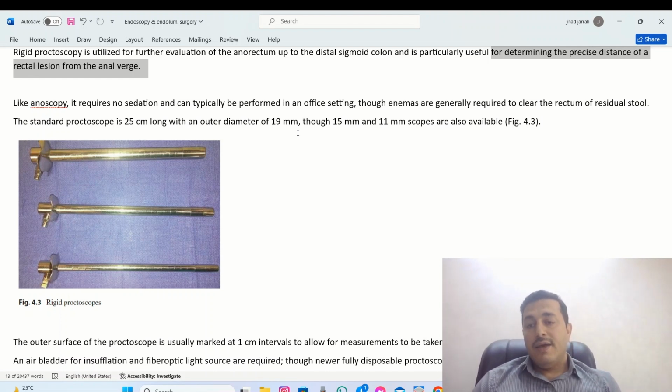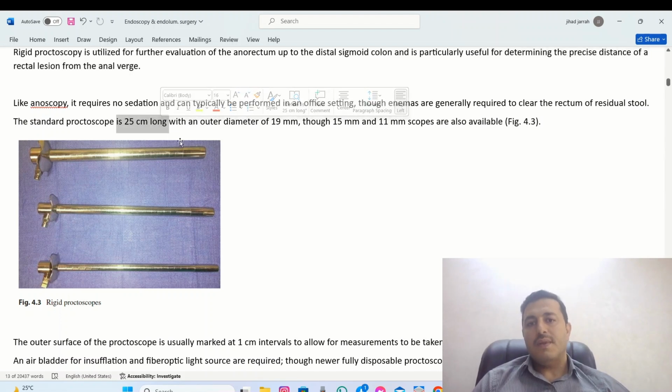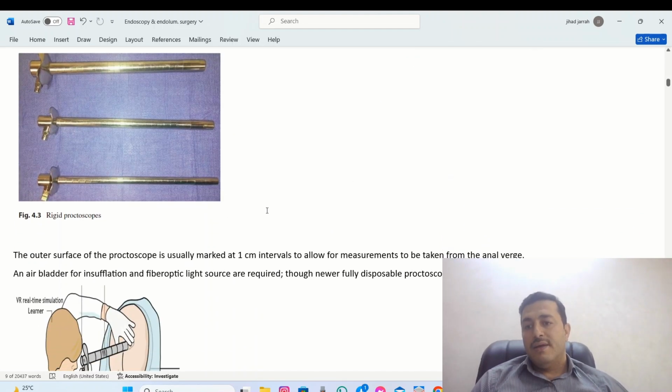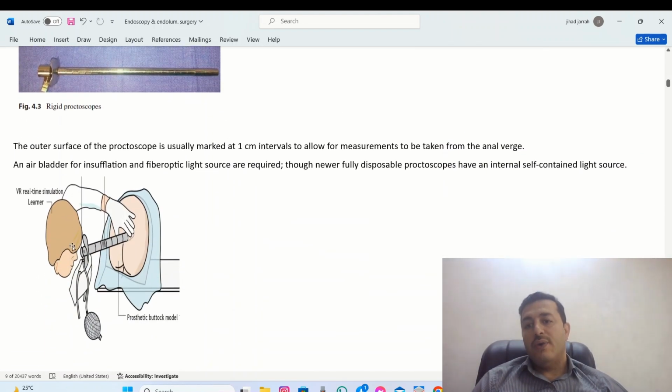Exploration. You can see in front of you the rectal scope. It comes in different sizes. It's usually 25 centimeters long, and the outer diameter also differs, and can be 19 millimeters, 15 millimeters, or 11 millimeters. This is a nice picture that shows you how the doctor is doing a direct visualization using the proctoscope.